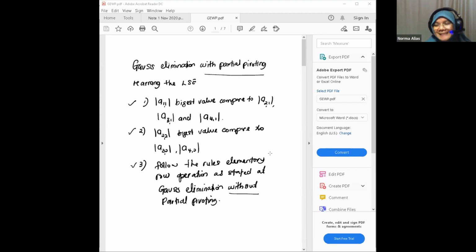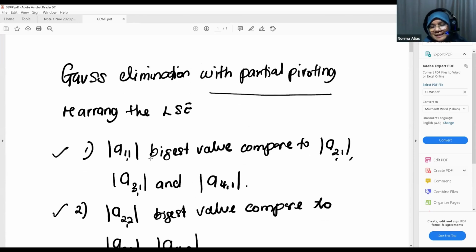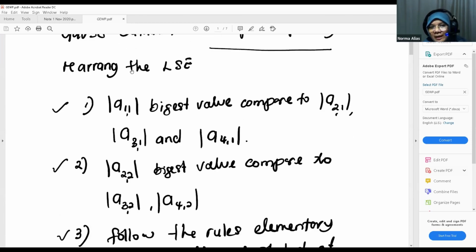I want to extend the Gauss elimination method with partial pivoting. What is partial pivoting? You need to arrange so that A11 should be the biggest value, and A22 should be the biggest value compared to any other A's in the same column, not the same row, the same column. So this is what you need to arrange.